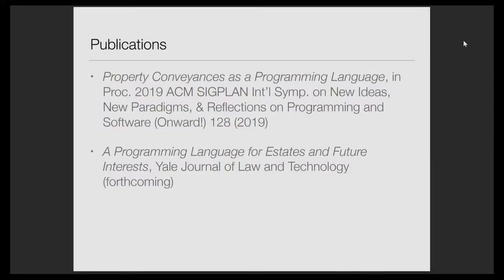And we have one paper on this out at Onward 3 years ago. And we have a fourth, that's a very technical article on the programming language side of it. And we have a very shortly forthcoming law review article on it, which I'd be happy to share the draft of with anybody. It's near final, we're just getting the page numbering right.